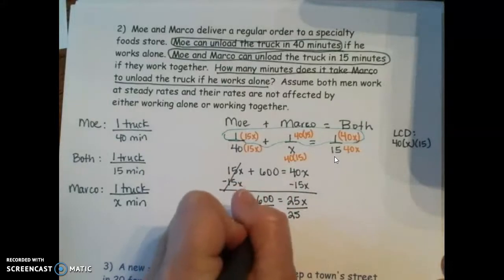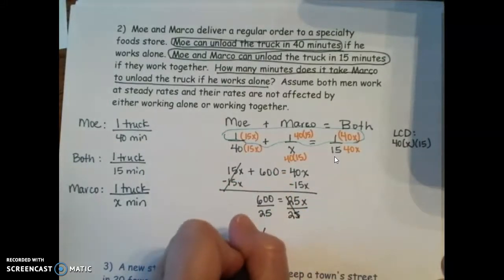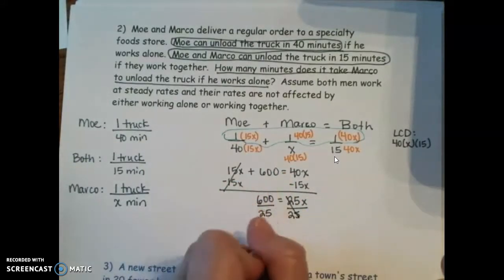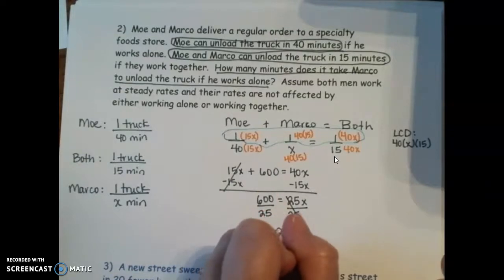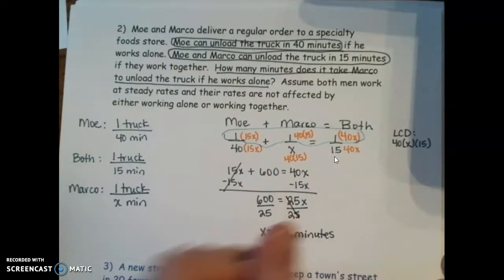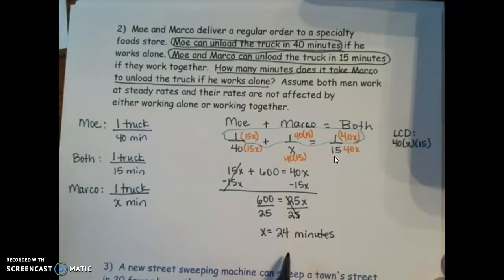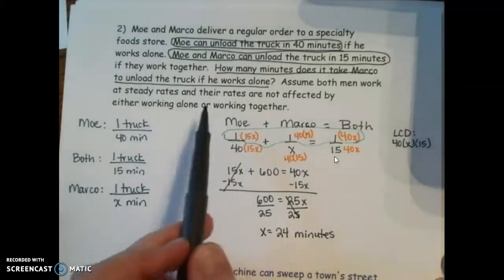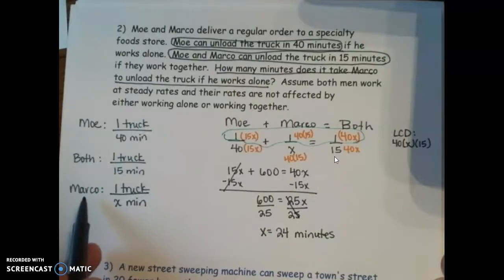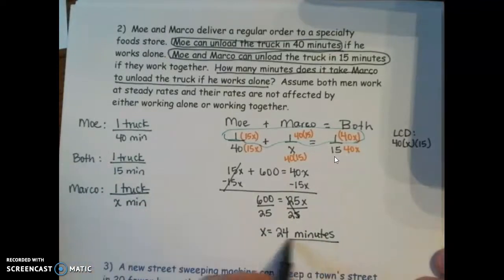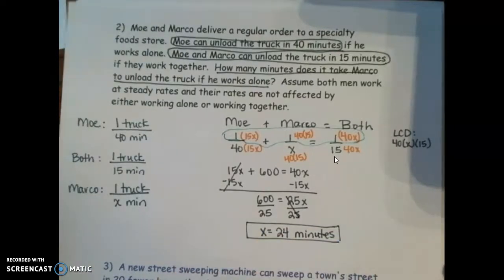You divide by 25. And you're going to figure out when we divide that, that's 24 minutes. And then just make sure that you are actually answering what the question asks for. How many minutes does it take Marco? If you go back over here to how we labeled Marco, X does represent his minutes. So you're finished with that problem.